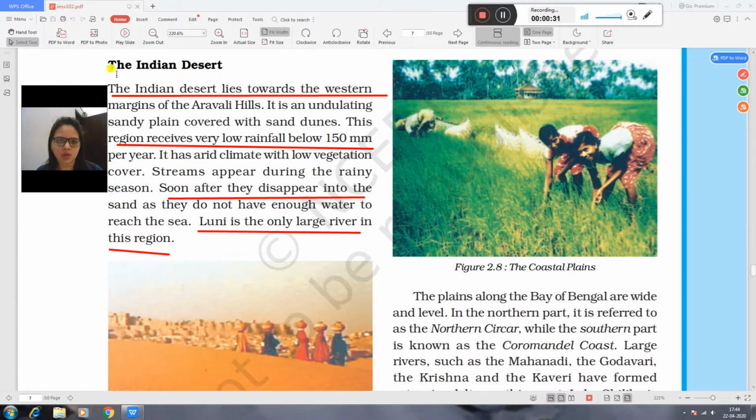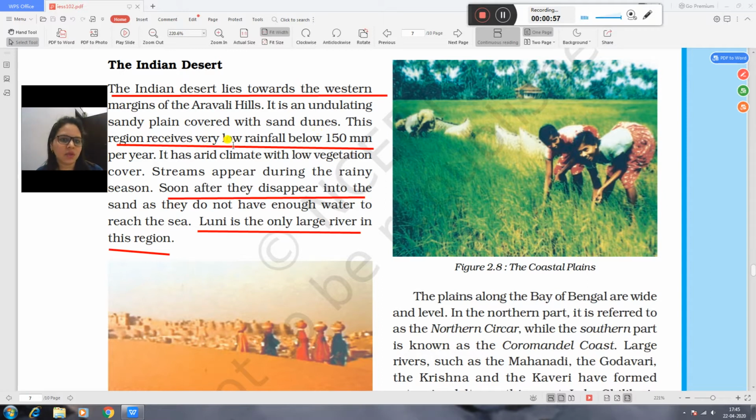The first one is the Indian desert. The Indian desert lies toward the western margin of the Aravalli Hills. This is the location of the Indian desert, on the west part of the Aravalli Hills. It is an undulating sandy plain covered with sand dunes. Sand dunes are found here.